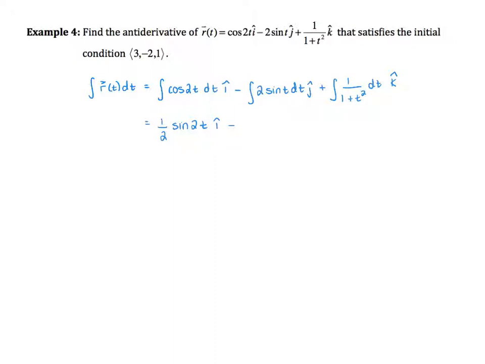All right, so I've got basically a -2 times the integral of sine t. So sine t will integrate to a negative cosine. So ultimately this will become plus 2 cosine t j hat. And then this is looking like an arctan. All right, so this is going to be arctan t k hat. And so now this is what I'm talking about.